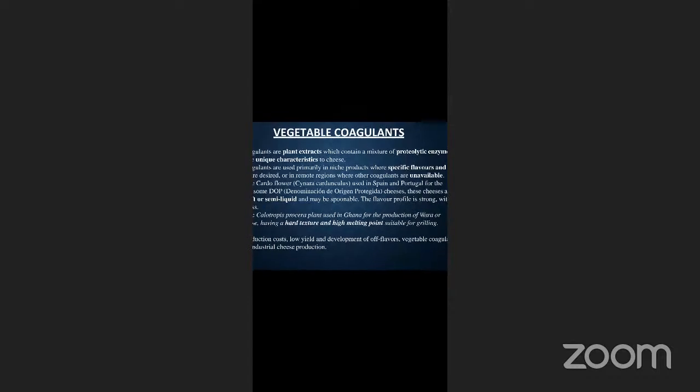Like that, each area will have specific local dishes and we require local flavors for that. For supply of all these things, the food industry is a very good industry where we can use these enzymes. Due to high production costs, low yield and development of off flavors, vegetable coagulants are not used in industrial cheese production. Okay, so this is one of the disadvantages.